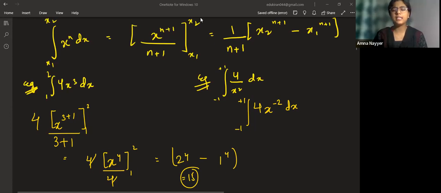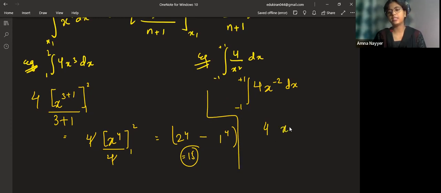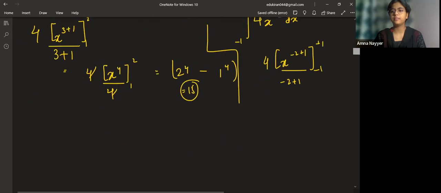You're getting this as 0? No, I don't think so. It would be 0. See, this is 4. Let me write it. 4x to the power minus 2 plus 1. Minus 2 plus 1 will be here, from minus 1 to plus 1.